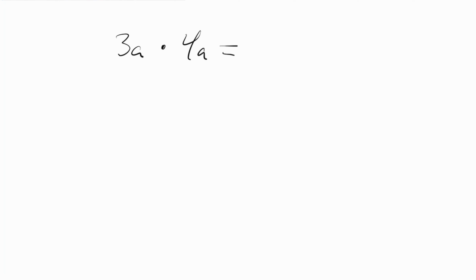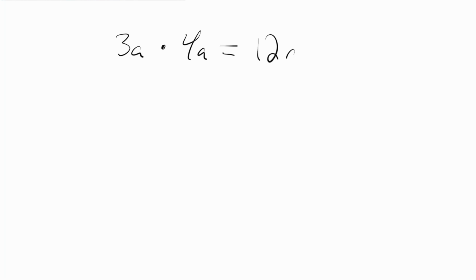So 3 times 4 is 12. And then we're also going to multiply those 2 A's together. What's A times A? That's A squared. So we'll put that down.